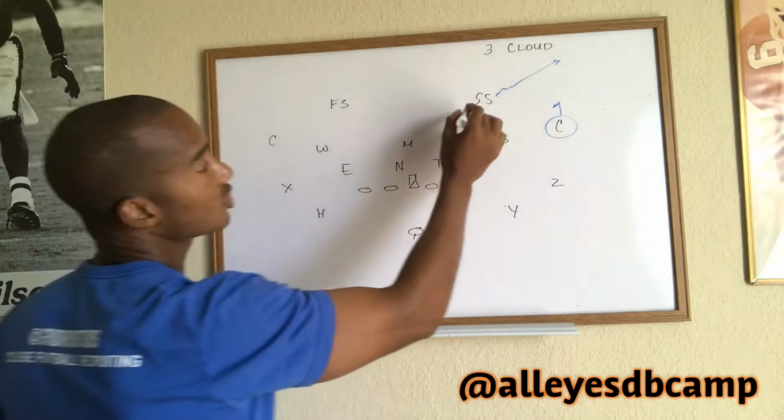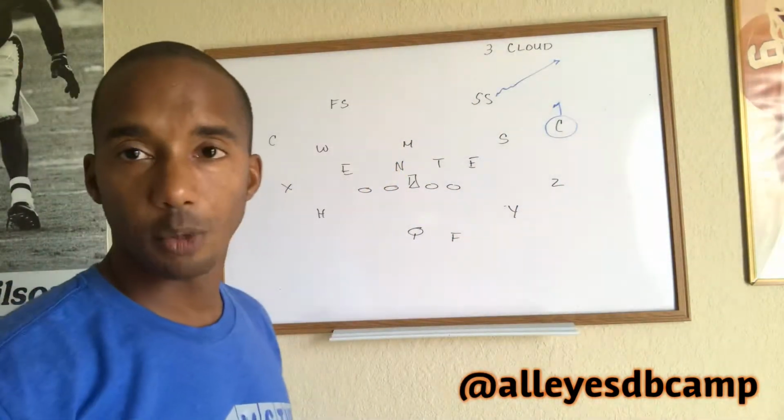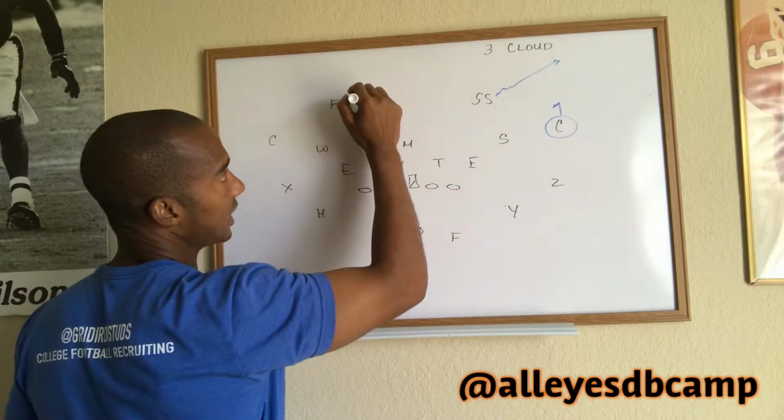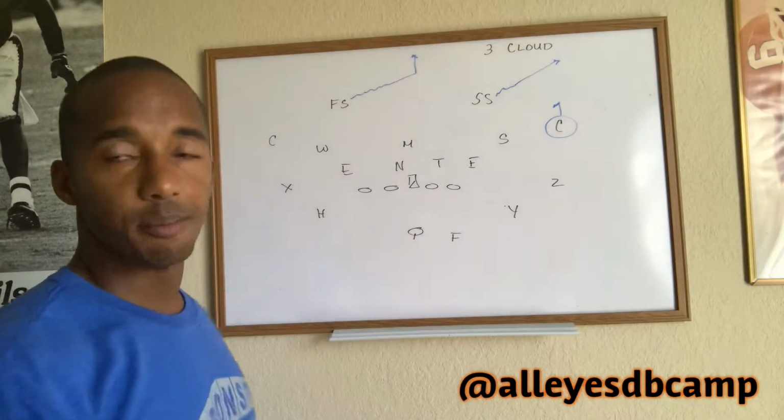So because this strong safety is now rotated over the top, we just can't leave the middle of the field open. So what's going to happen is the free safety, or the safety on the weak side, he's now going to buzz over to the middle, and now he's going to have the middle third.